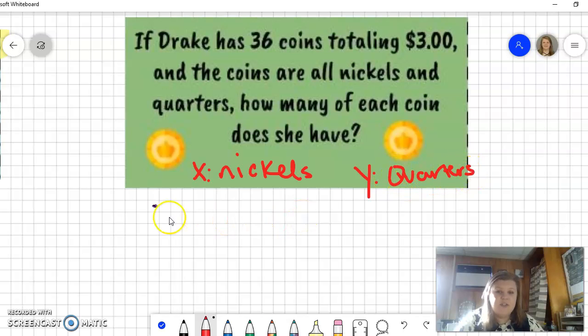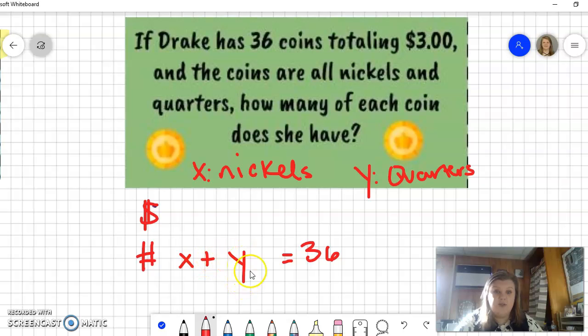So there's two different equations that I'm going to have. The first one is going to be dealing with the amount of money that I have, so the total money, and then the other one is going to be dealing with the number of coins that I have. So if I have a total of 36 coins, that means the number of nickels, which is X, plus the number of quarters, which is Y, is going to equal 36.